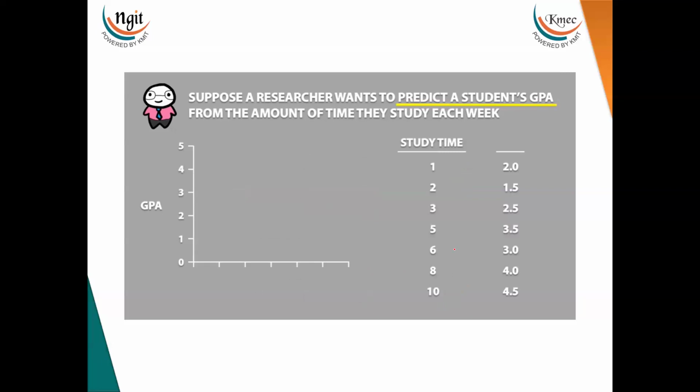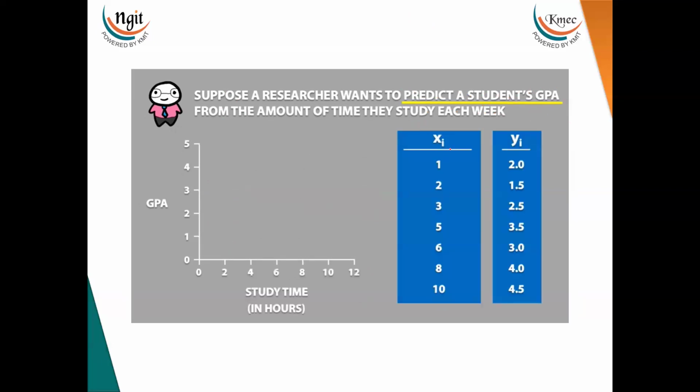Now, let us plot this in a graph. So, the researcher wants to predict a student's GPA from the amount of study done. To predict a student's GPA, we have to find out the value of y, that is b naught plus b1 into x. This value we have to find out. So this is xi, the number of hours they studied, and this is the GPA. You can see this is the representation. Now xi is x and this is y.